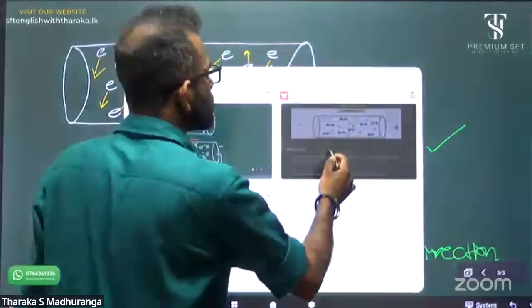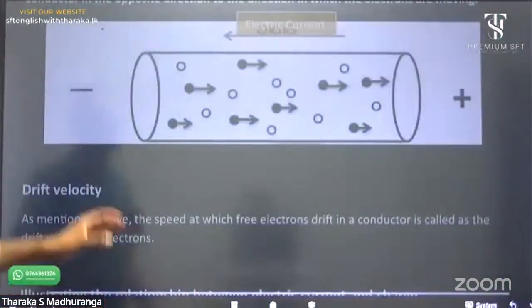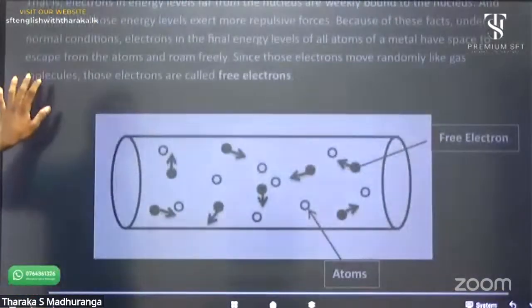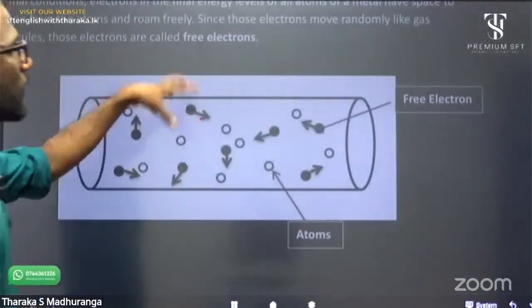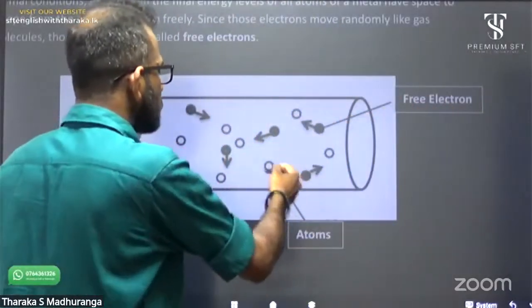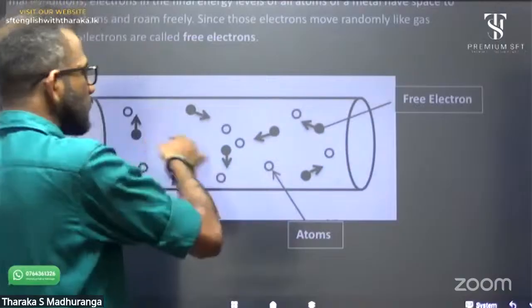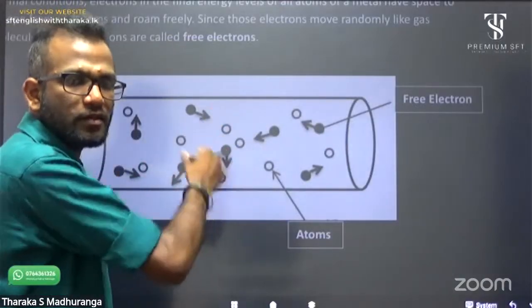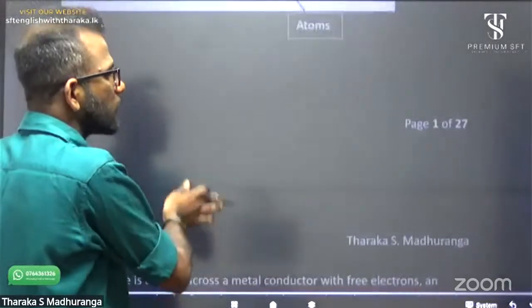Okay, this is your tute. I have clearly given the whole story. These are free electrons, and they are randomly moving. There are atoms and free electrons, and they move randomly due to the vibration of the atoms, with no specific direction.